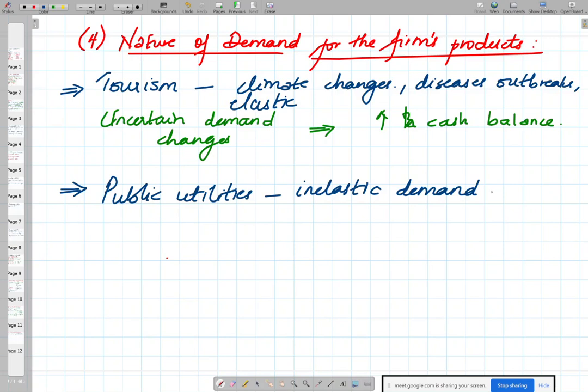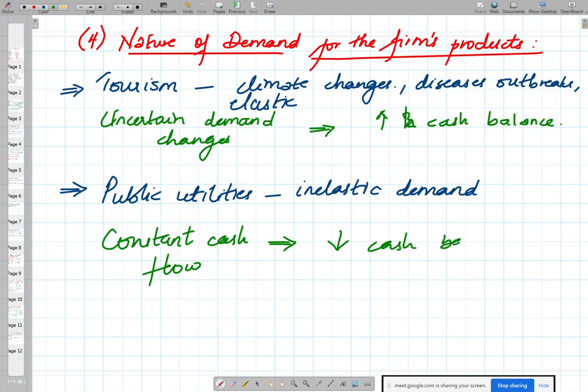Now in case of such types of businesses, they don't need to maintain a very large cash reserve. Why? Because they have a constant, very certain cash flow from their regular business or regular services, and they don't see a lot of fluctuations in demand. So they don't have to worry about what if suddenly the demand rises or suddenly the demand drops, right? So they can afford to maintain a very low cash balance.